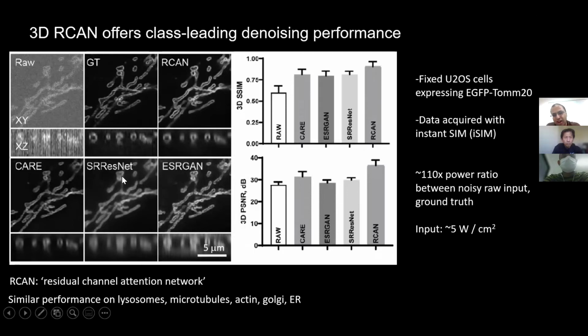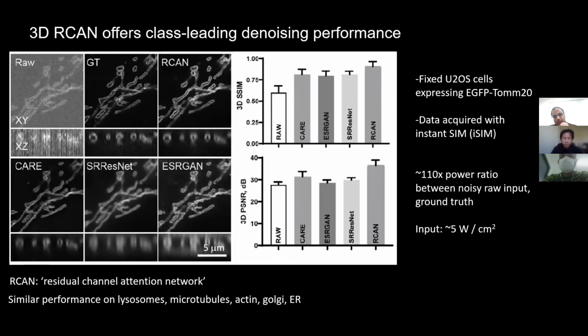And one can quantify how well you do using metrics like structural similarity or peak signal-to-noise ratio. These are global metrics that ask how well you recover the ground truth. All of these networks do a good job. The RCAN has a slight edge compared to the other networks, but it's small. And this kind of performance was recapitulated in many other organelles we looked at, like lysosomes, microtubules, actin, Golgi, and endoplasmic reticulum.